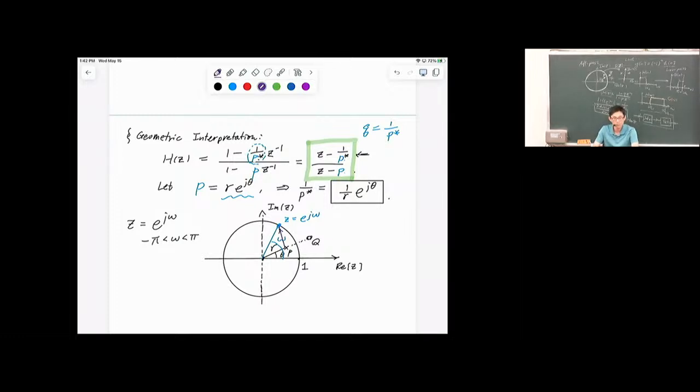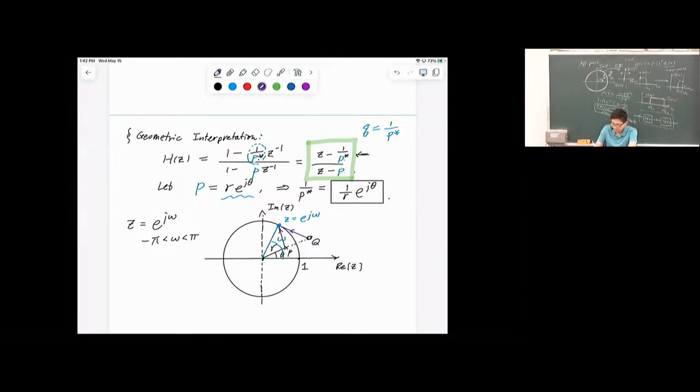And similarly, what is z minus Q? On top here we have z minus Q. So similarly, it will be a vector that points from Q to z. So this is the other vector.